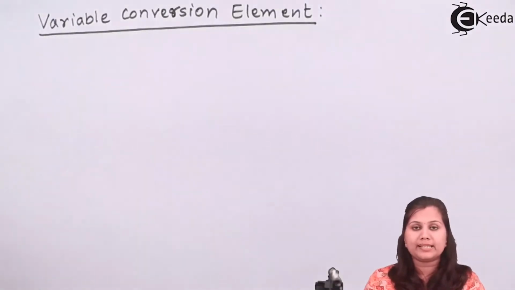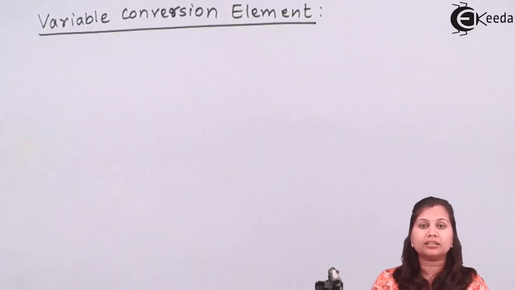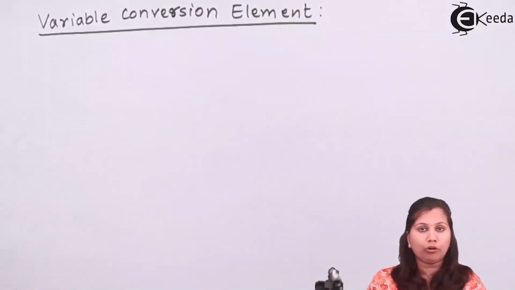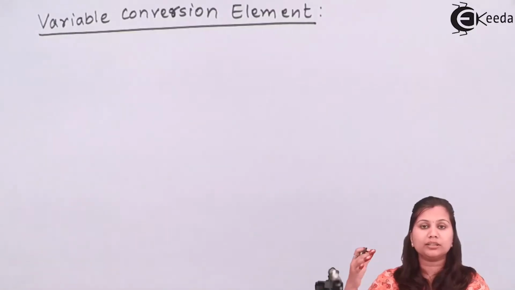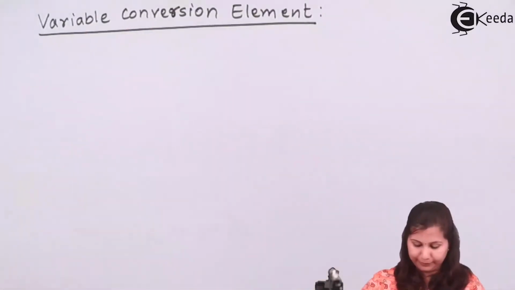Now, when the primary sensing element, the transducer, is converting the non-electrical quantity into an electrical quantity, that output may be a voltage, it may be a current, or it may be a frequency. And this electrical output may not be accepted by the other stages or other elements of the measurement system. So this variable conversion element converts the output of the primary sensing element into a form that is accepted to other elements of the system. Okay, so conversion is done here, that is why it is called the variable conversion element.